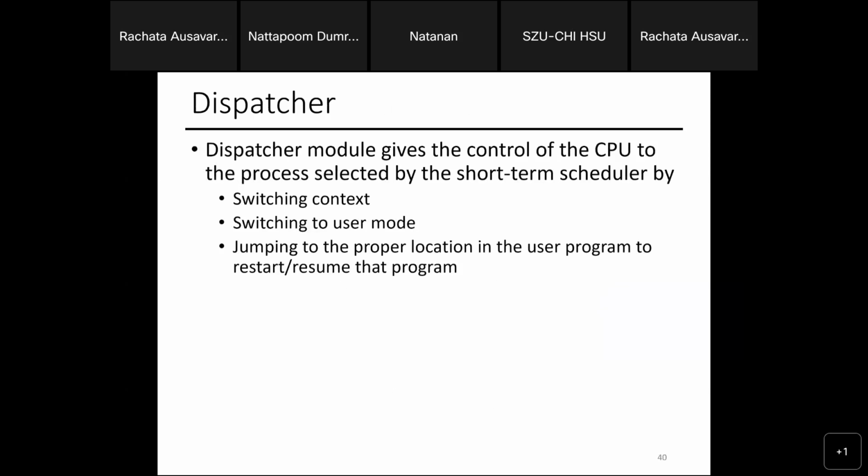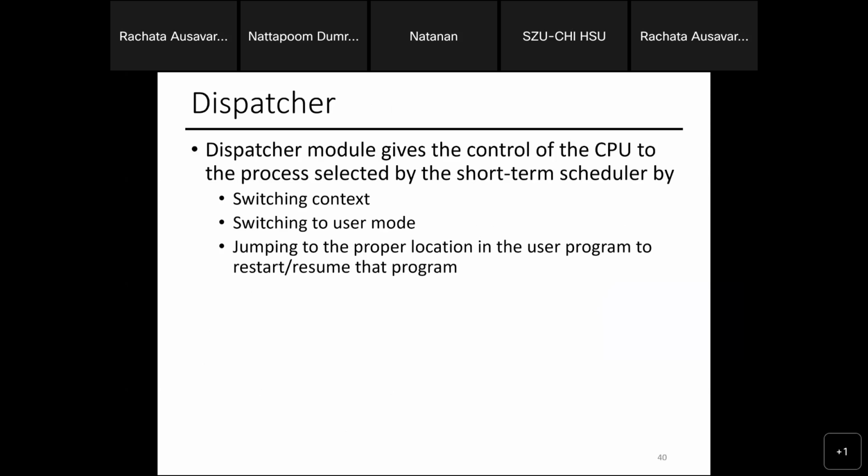The dispatcher, as the name suggests, is a module in the OS that gives control of the CPU to the process selected. Basically, I want to run this process, and the dispatcher says, okay, go run it on this CPU.